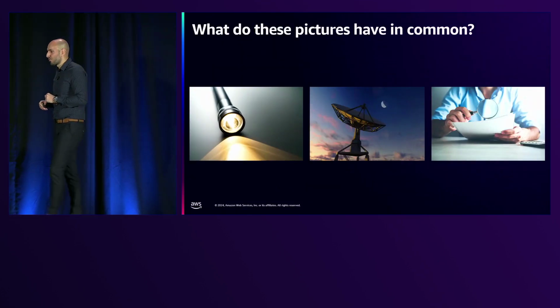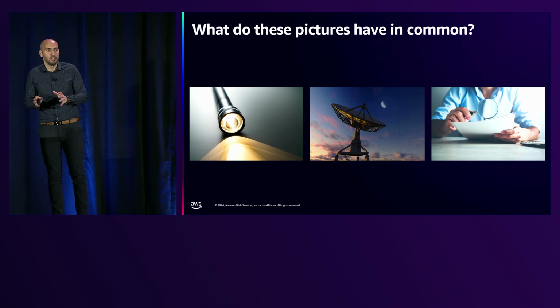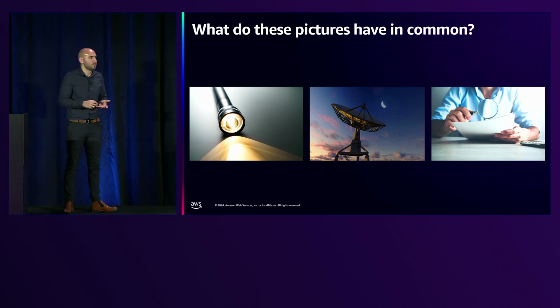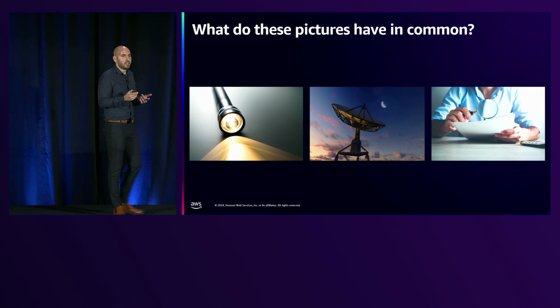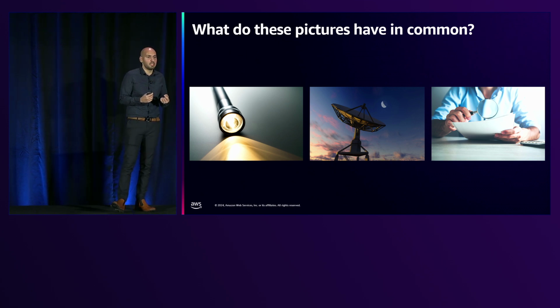Now I would like to pause for a moment and ask you, what do these three pictures have in common? So we can see here flashlight, radar, and magnifying glass. Exactly. They all provide visibility. So these are all tools which provide visibility and detection.